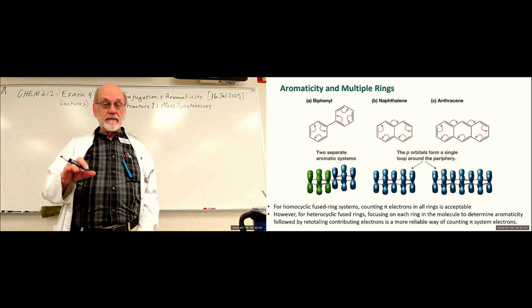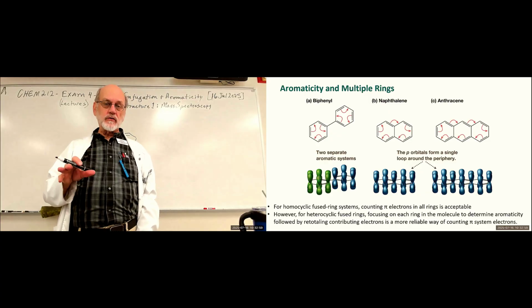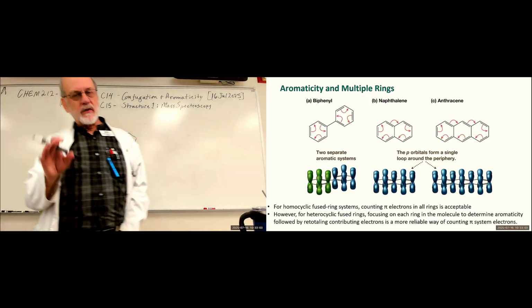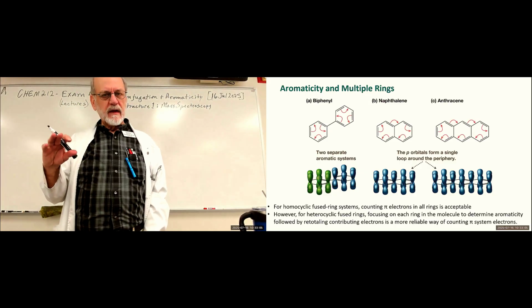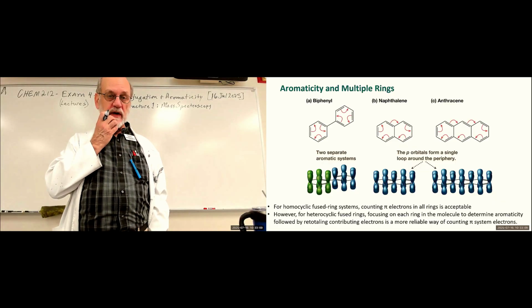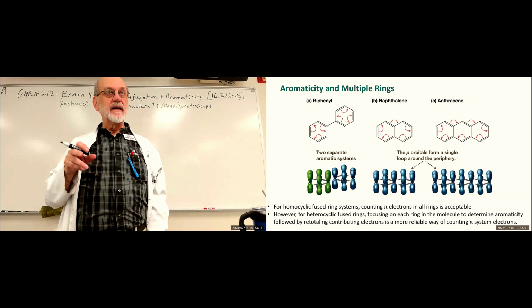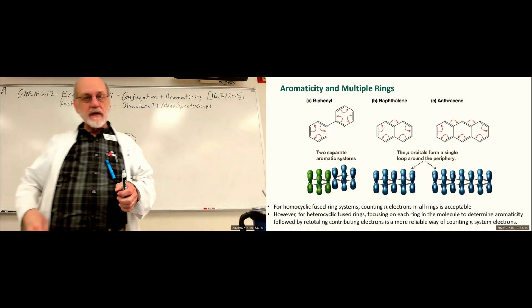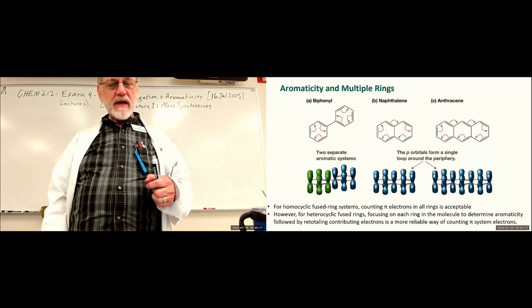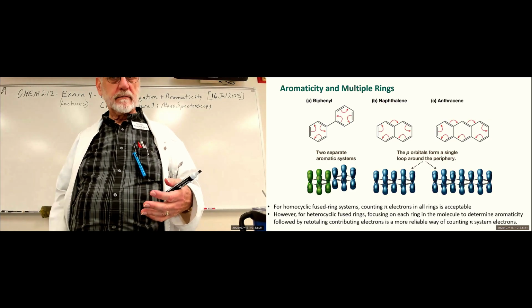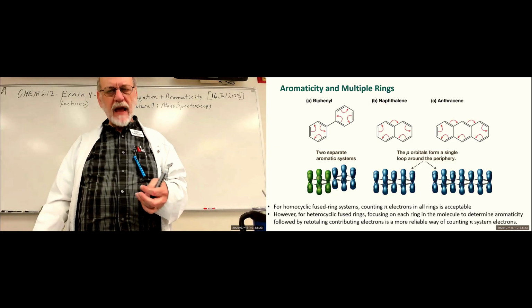But now we have a fused ring structure, and that means that both rings are in the same plane. And then we can count up the number of pairs of electrons: 2, 4, 6, 8, 10. 10 is 5 pairs. That's a Huckel number. So naphthalene is a complete aromatic double ring structure. Anthracene.